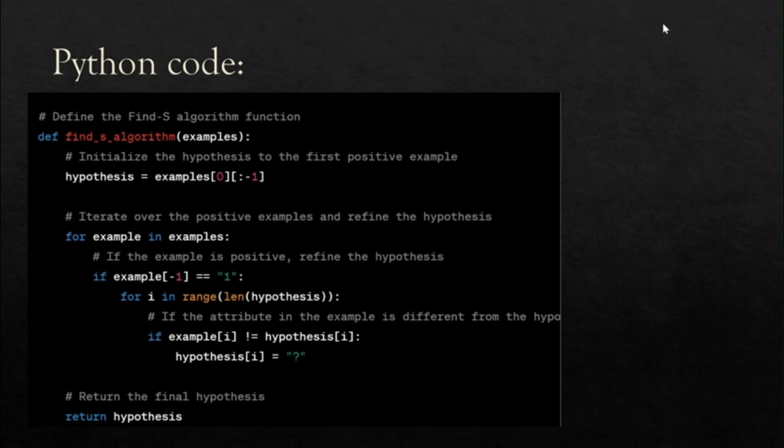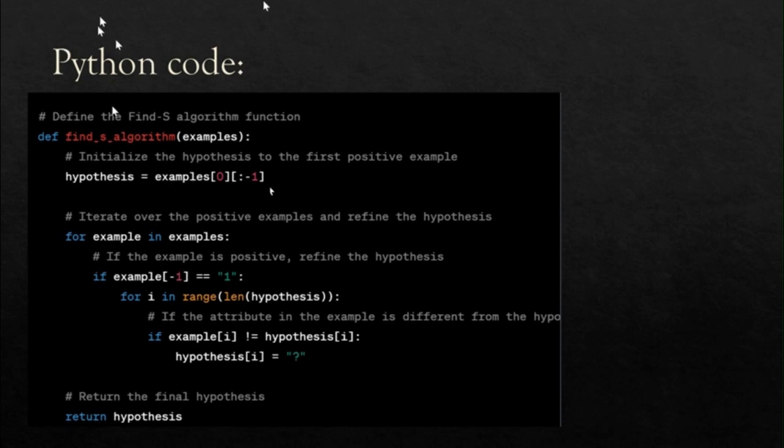So this is the Python code, and in the first line we have the function called the Finder's algorithm that takes a list of training examples as input. So these are the examples, and in the second line, the line initializes the hypothesis to the attribute values of the first positive example in the dataset, and this -1 is used to exclude the class label.